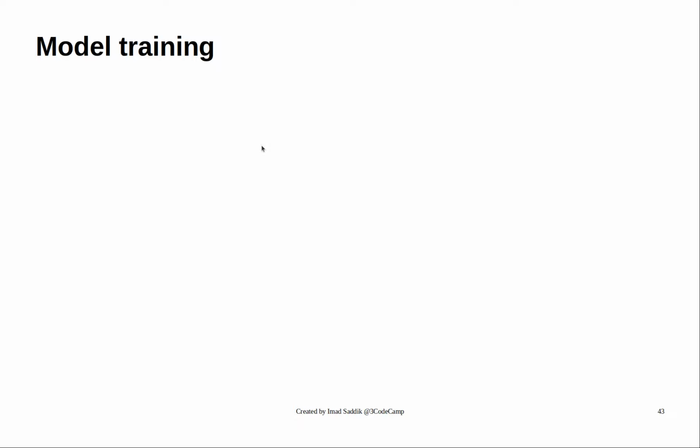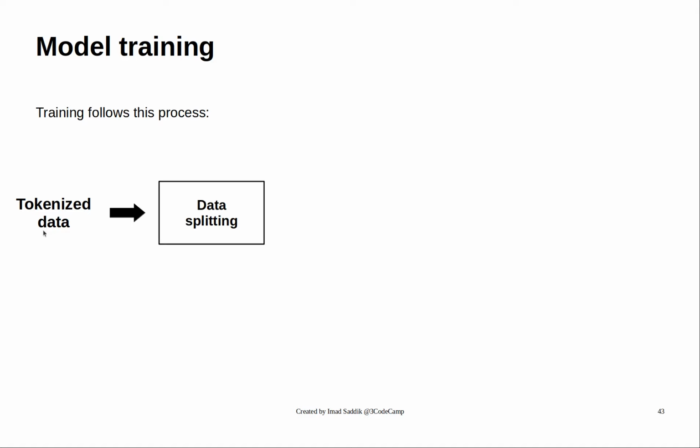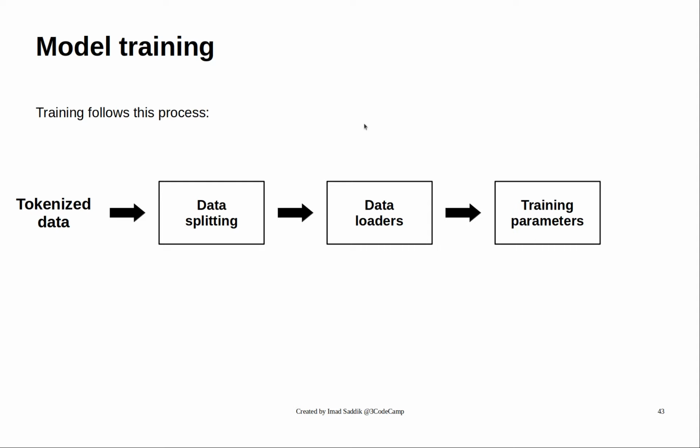Training a neural network follows these steps. First, we use the tokenized data and split it into two parts, training and validation. From these, we create data loaders, which feed the model batches of data during training and evaluation. Next, we set the training parameters like the number of iterations, learning rate, and optimizer.